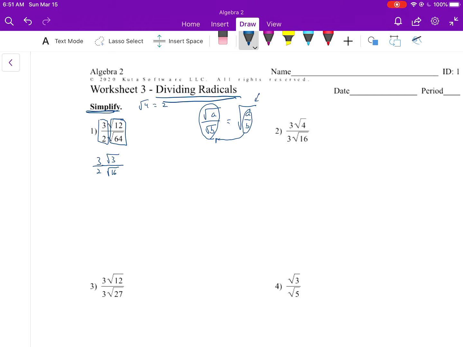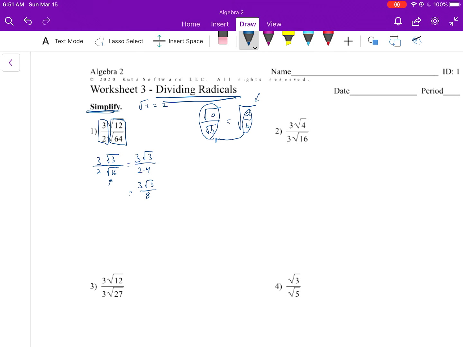And now that we've done that, we realize we have a perfect square down here, and the square root is 4. So we have 3 root 3 over 2 times 4, which we can multiply 2 and 4, and we get square root of 3 over 8. 3 root 3 over 8. So that's how you can do some of these other ones.